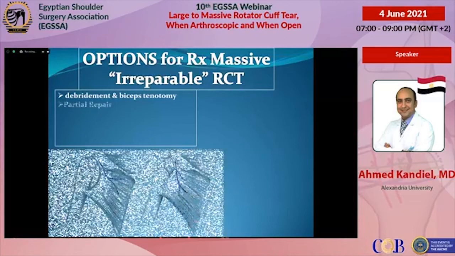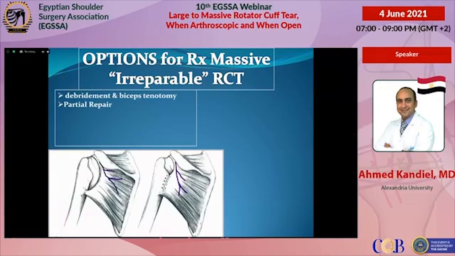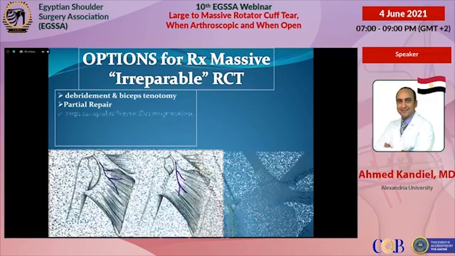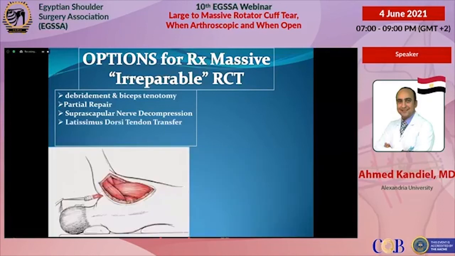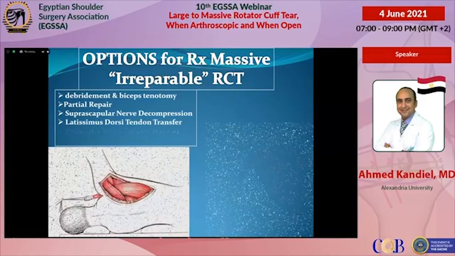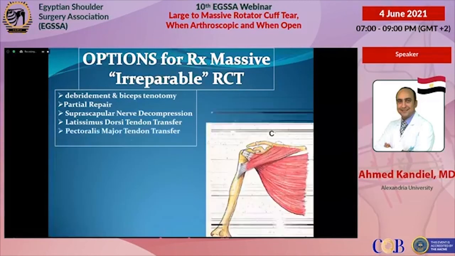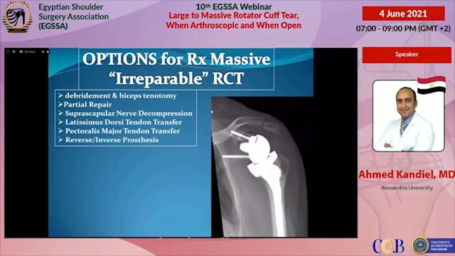We may do partial repair, aiming to just relieve the tension on the suprascapular nerve and improve the function and the pain of the patient. Or we can just attack the suprascapular nerve by doing a decompression and cutting the suprascapular ligament. Of course, latissimus dorsi tendon transfer and pec major tendon transfer, as mentioned before by my colleague. And at last, one of the options is the reverse prosthesis.